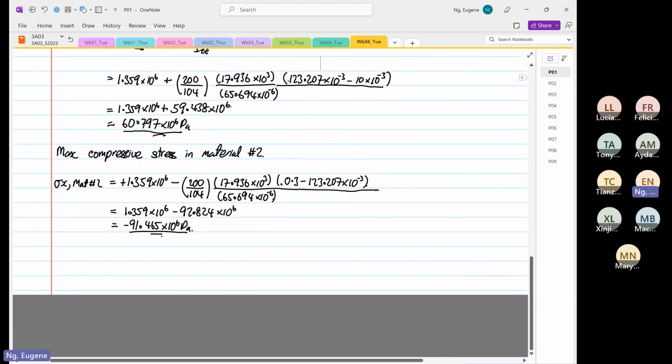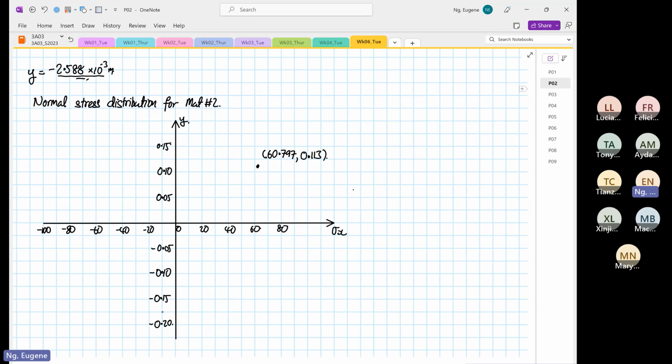And then 0.3 minus 0.123207 is equal to 0.176. So 0.176, and then we have minus 91, somewhere around here. So this is equal to minus 91.465 and then minus 0.176. This is times 10 to the power 6, and over here, this is in meters.